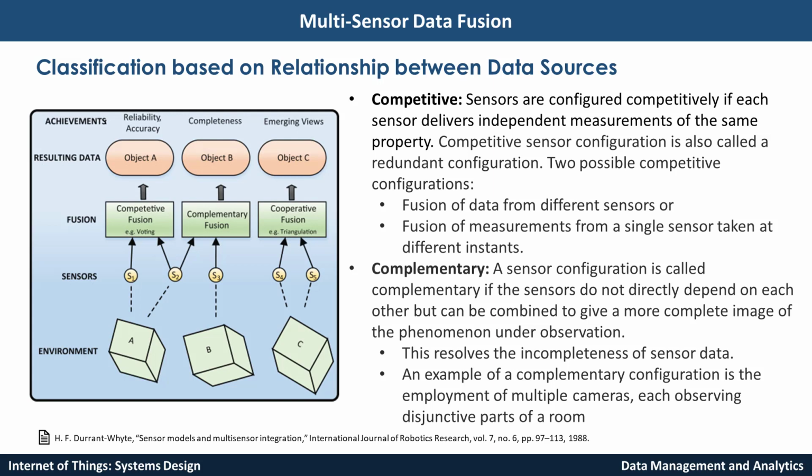The other one is complementary fusion. In this case, they are different. They are measuring 2 different things, but they're not competing, but complementing. Each sensor gives one perspective, so you have 2, 3 multiple perspectives about the object. In this case, maybe there are 2, 3 cameras watching parts of the room, and then together they cover the entire room.